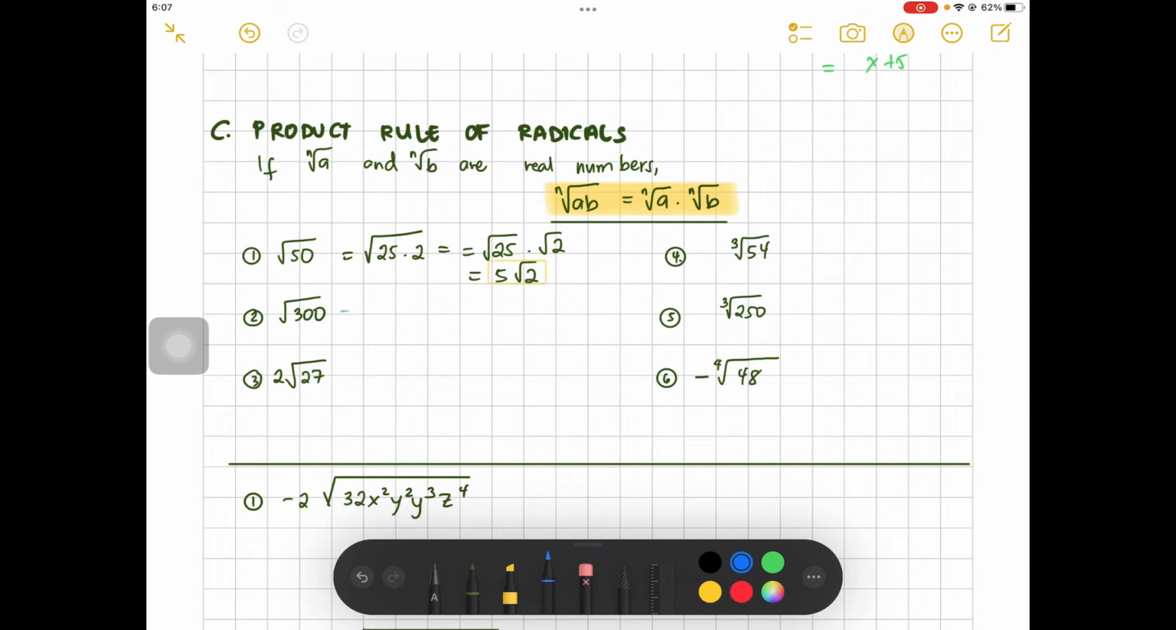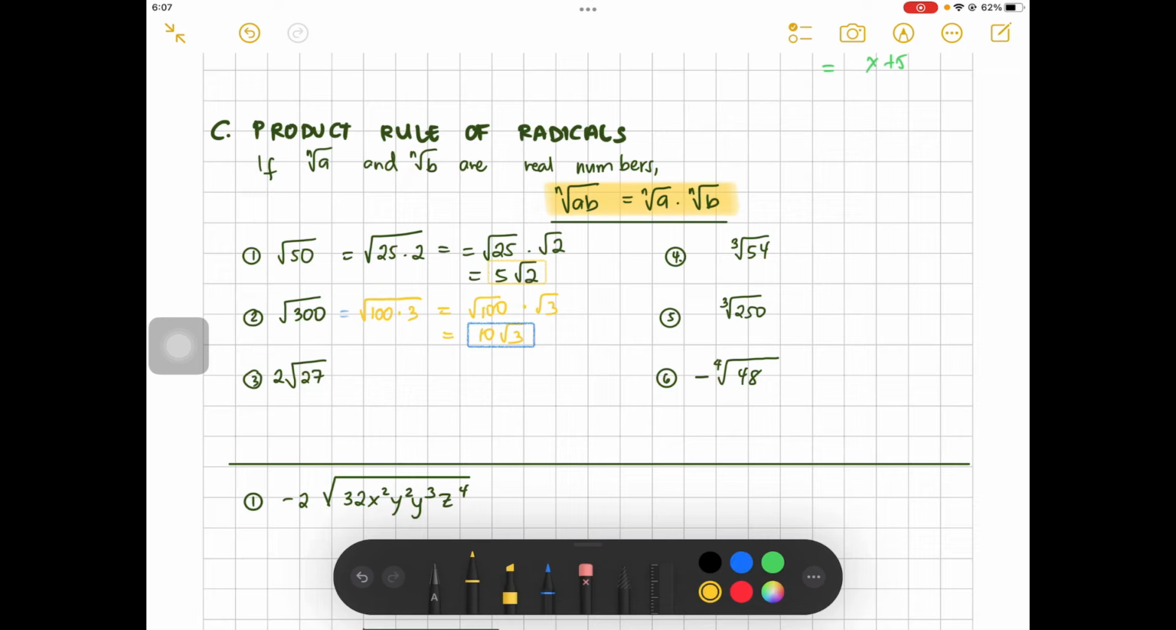Next, square root of 300. Square root of 300, we can rewrite this as a product of a perfect square and a non-perfect square, which is 100 times 3. And then again, applying this one, we can separate the factors. We have the square root of 100 times the square root of 3. Square root of 100 is 10. Then we multiply it to square root of 3. So this is the answer for this one.